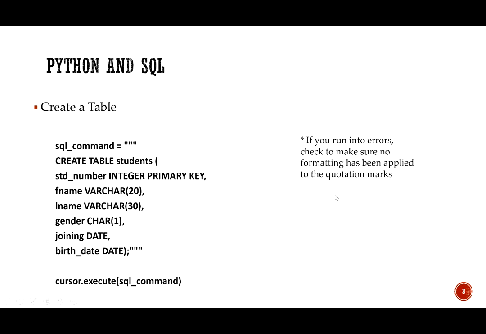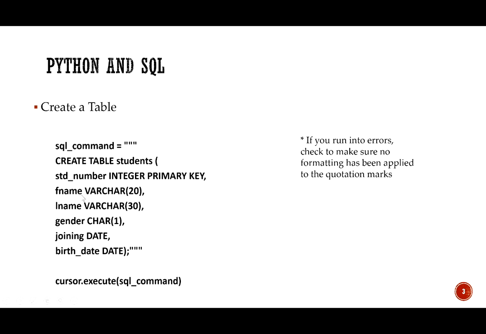The very first step is to create a table or relation. And here you can see the SQL command, which is very similar to an SQL script. So I define a variable named sql_command with quotation marks, and we use the CREATE TABLE keyword. I'm creating a table named students. And here are the attributes or columns. The first one is student_number. Its type is integer and it's our primary key, like a unique identifier for this table.